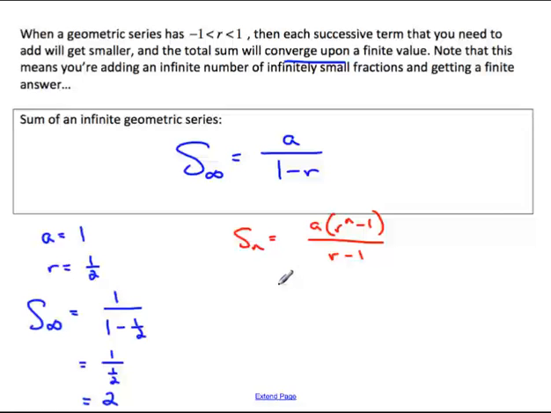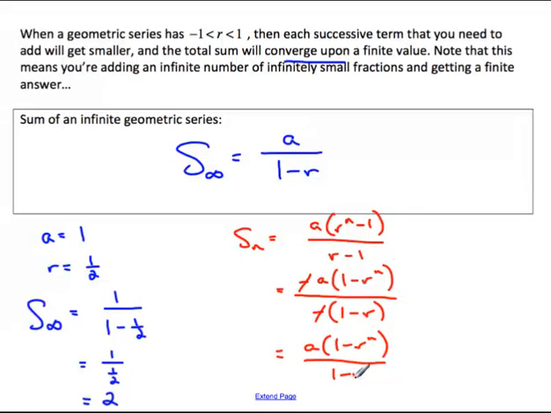To simplify things, let's factor a negative out of the top and bottom. If we factor a negative out of this, both signs will change, the sign on r to the power of n and the sign on the negative 1. So we'll get this in the numerator, 1 minus r to the power of n. And in the denominator, if we factor out a negative, again the signs will change, and we'll get negative out front, brackets 1 minus r. Now we can cancel those negatives. And we have a times 1 minus r to the power of n over 1 minus r.